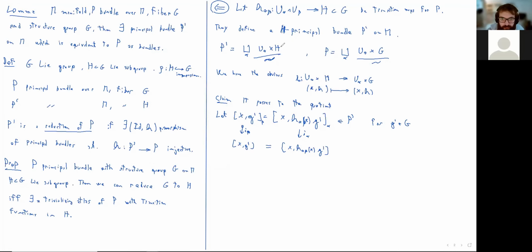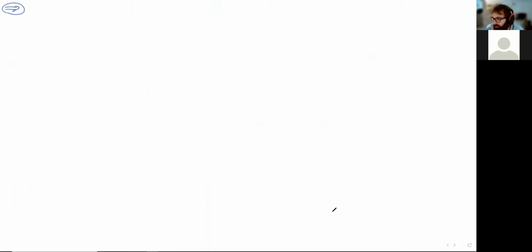So we're doing, what was it? This direction. So now we're assuming that, where is it? That we do have such a reduction, and we have to find this trivializing atlas. Okay. So let's say that h from p prime to p is the reduction.